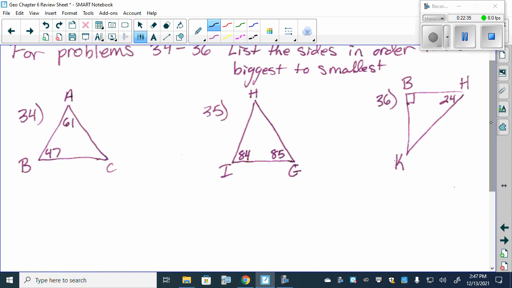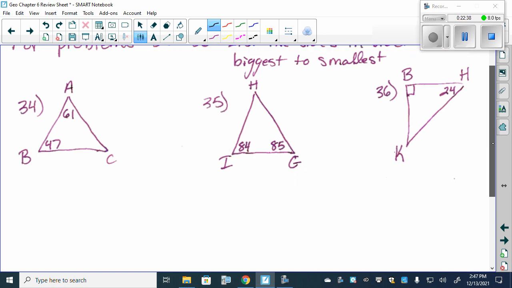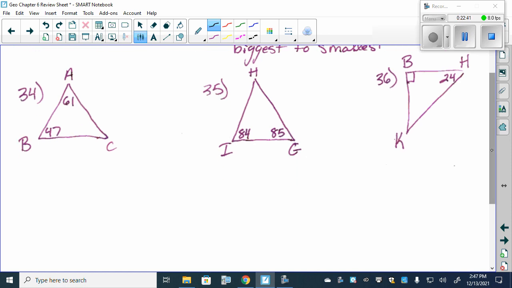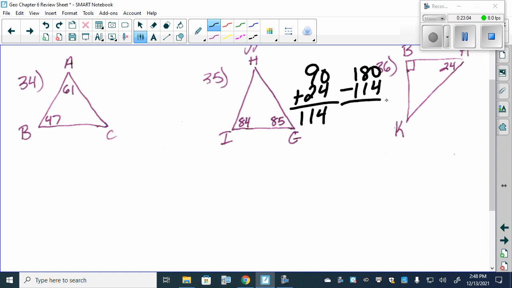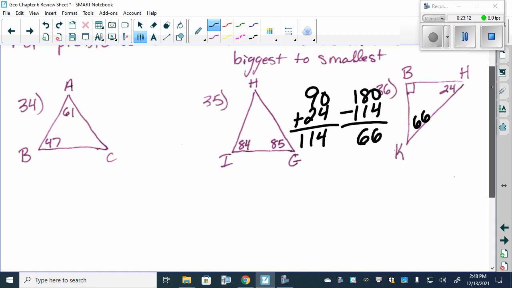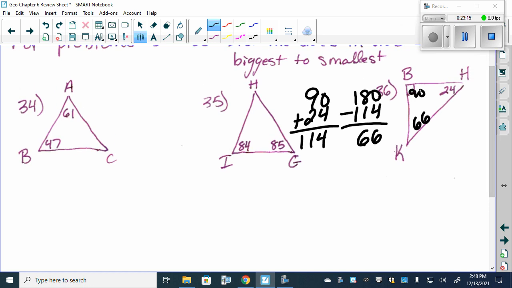List the side lengths from biggest to smallest. Any one of these three in particular that y'all want to look at? So 36. Now, do we have all three angles? No. But we do know that the three angles in a triangle add up to 180. So we can do this in a calculator, do 90 plus 24, and we can subtract it from 180, which would give us 66 degrees. Now we know that this angle is 90.